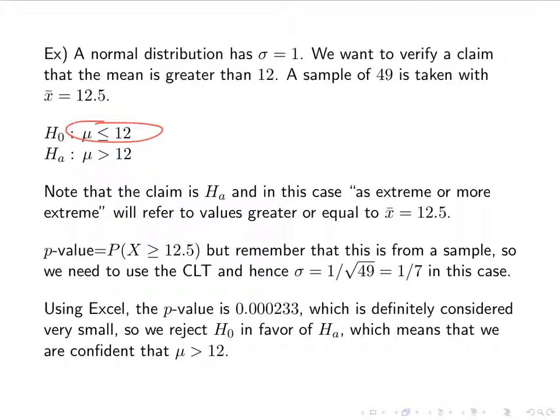So we're using that mu is 12, sigma is 1 over the square root of n, and then the number that's in question is again coming from the sample mean. So again, p-value 0.000233, definitely very small. That means that it's probably not true that mu is 12. So we are going to reject h0 in favor of the alternative, which means that we're confident that mu is in fact greater than 12.